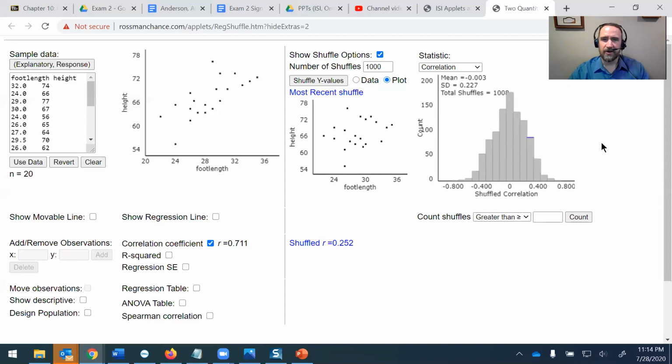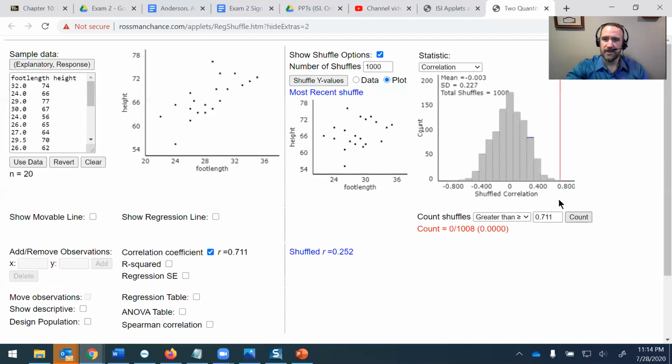So how can we find out if our result was typical of what the null hypothesis would predict, or if it's different? That's what the count shuffles greater than interface is. It's the same as what we've seen in a lot of the other applets, or excuse me, for the whole course, basically: we count our shuffles compared to our statistic. So here, I want to put my 0.711, and we want to see how mine turned out compared to the rest of this. And we can see that almost none are greater than.